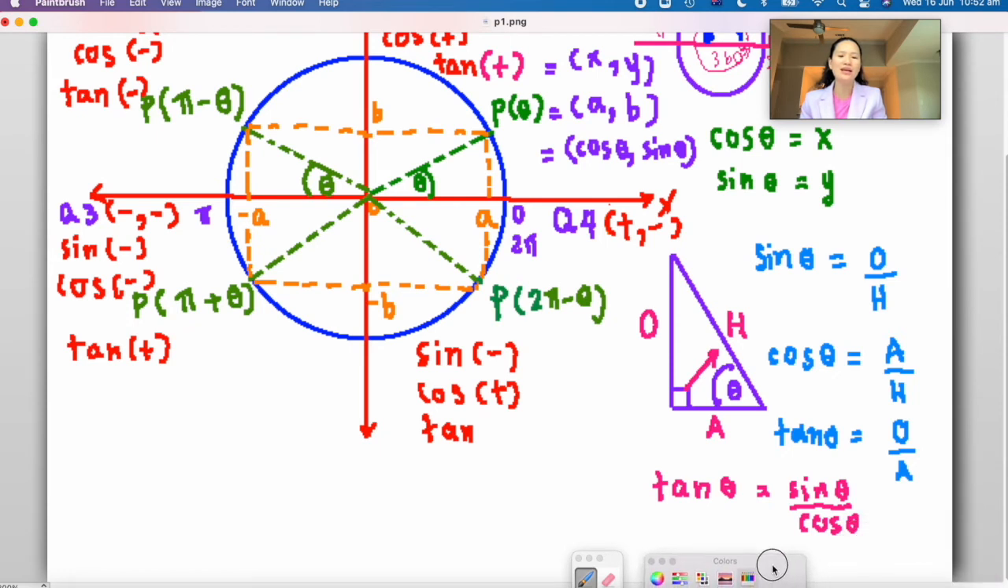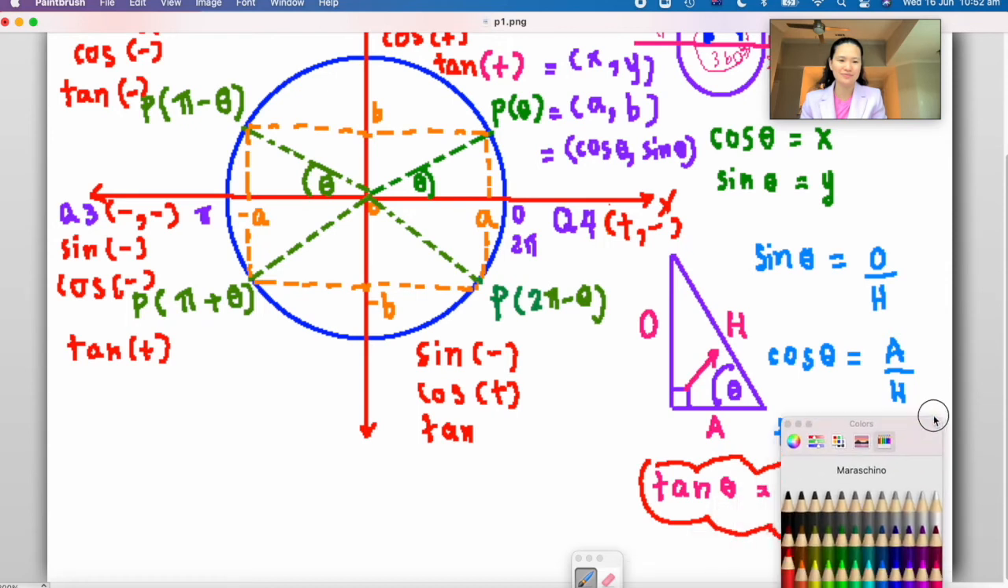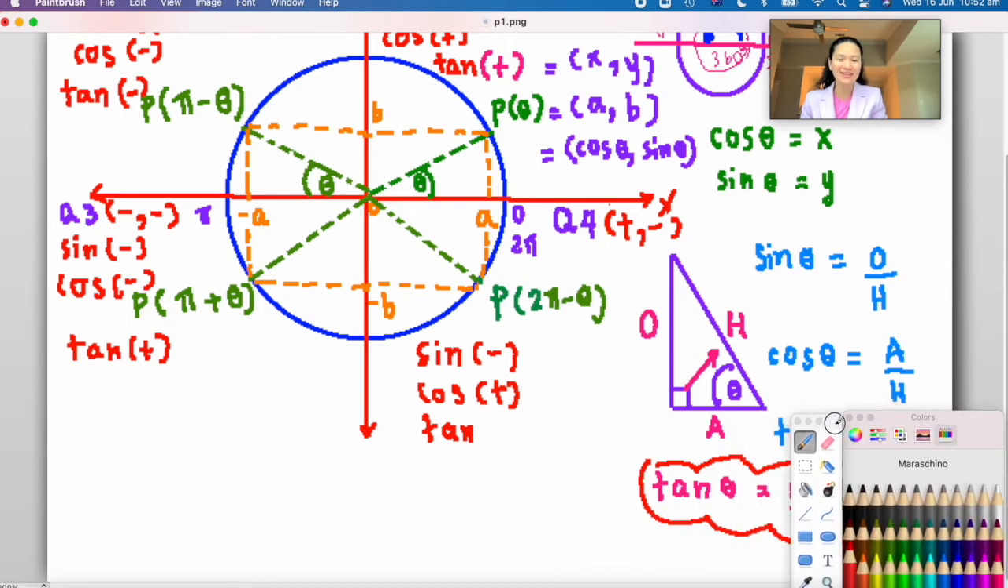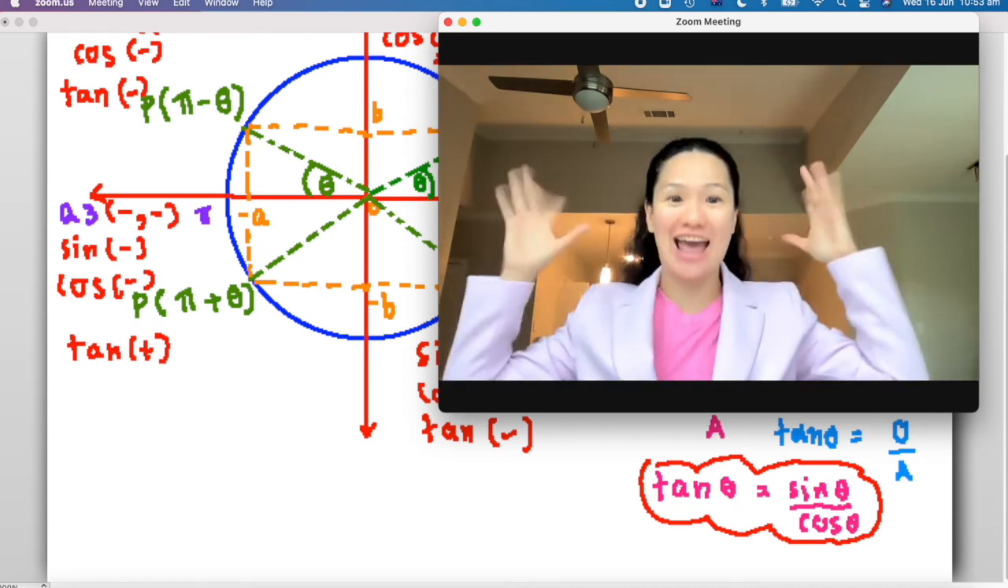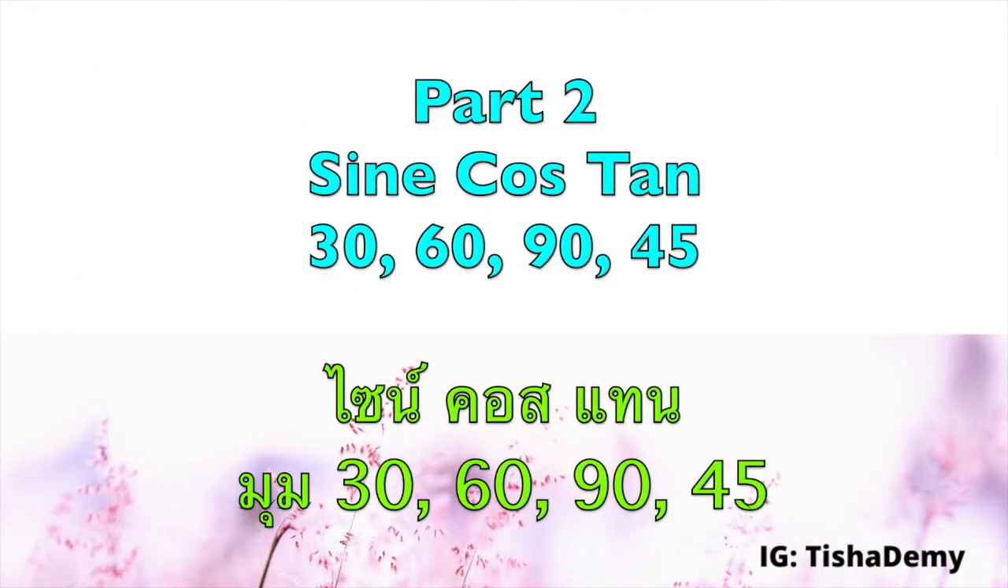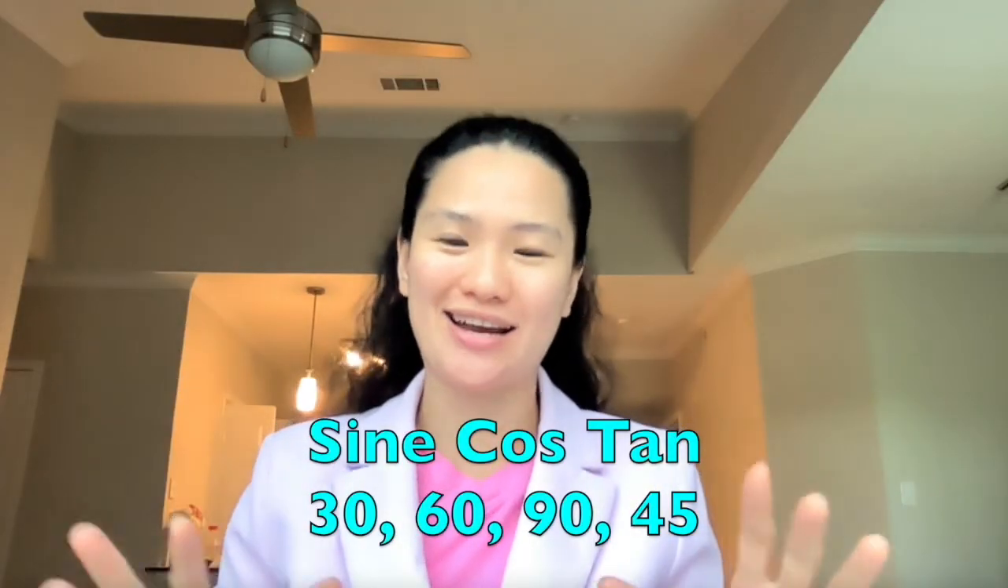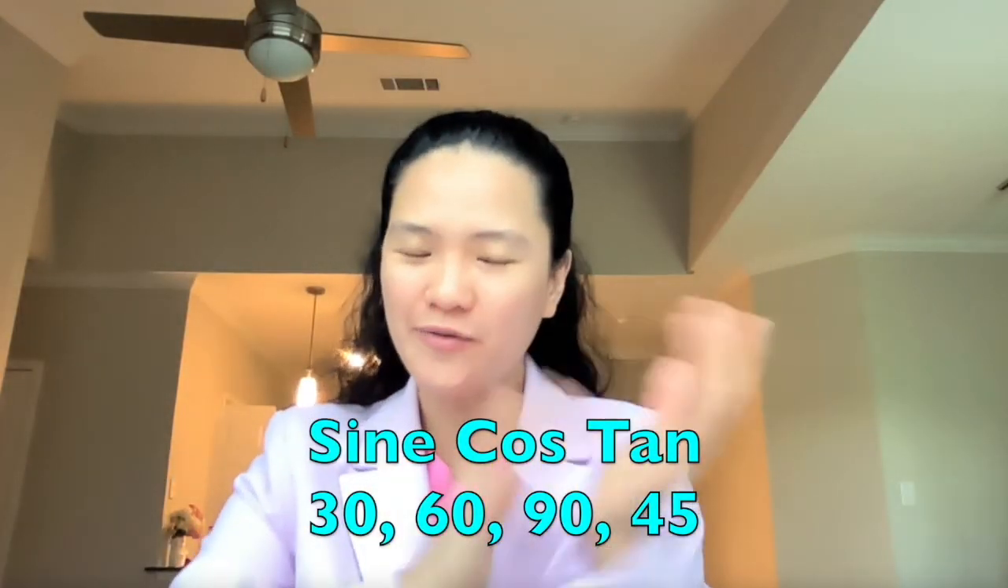Our formula, tan theta equals sine theta divided by cos theta, is here. So our tan theta is negative divided by positive, of course, is negative. Everyone from here, we need to give a big hand to ourselves. Yay. If you have written down until here, you know the concept. Give a big hand to yourself.